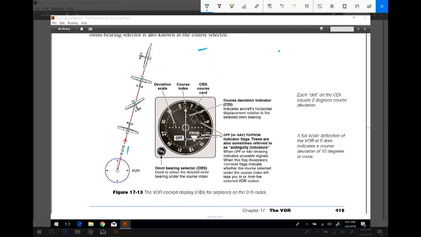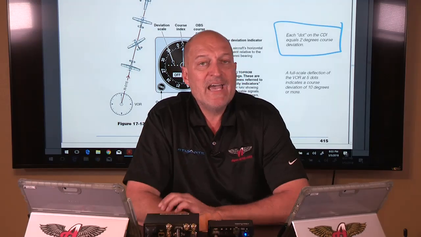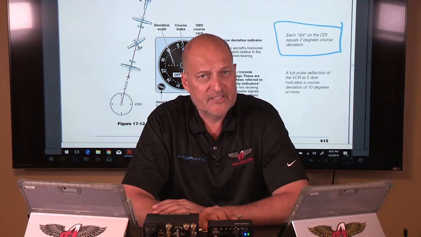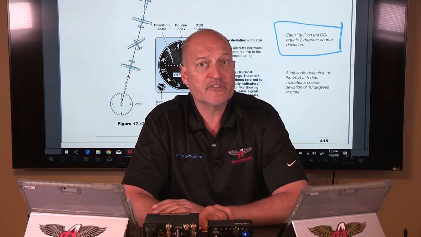One thing also I want to tell you is we talked about these dots. So you remember these dots? Each one of those dots on that CDI represents 2 degrees of course deviation. A full scale deflection of that VOR at the 5 dots means that you're at least 10 degrees off your course. It is bad form to be way off your course, especially on an instrument flight plan, because it doesn't take too much for you to get outside the parameters of those Victor Airways.